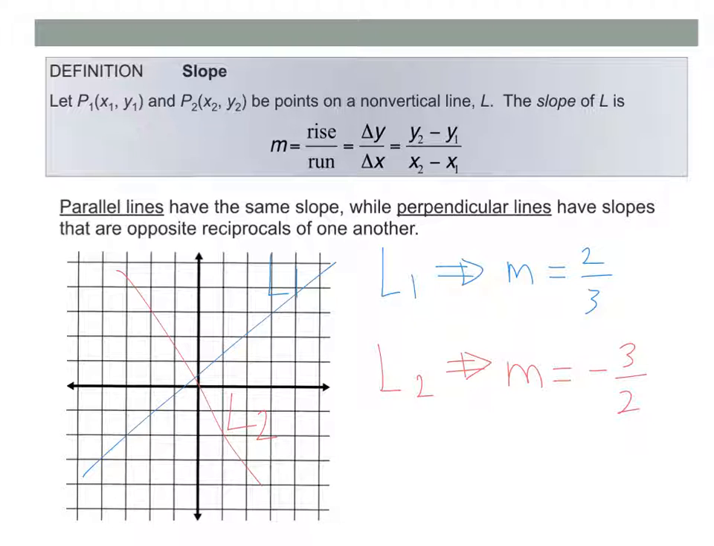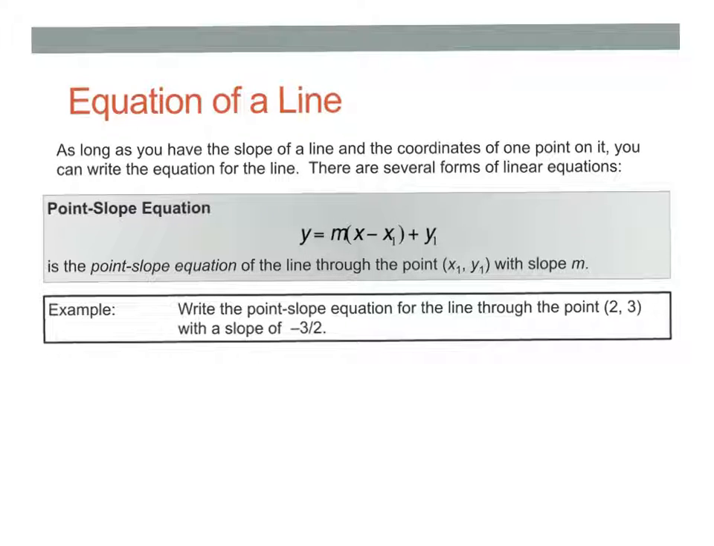People tend to forget one or the other. They either forget the negative or they forget to make it reciprocal. It has to be both. You have to do both things. So those are perpendicular lines. Whereas if I drew a parallel line, it would just have the exact same slope. So if I drew a parallel line to L1, it would also be 2/3. Okay? Easy, easy. And now we're getting into the good stuff.